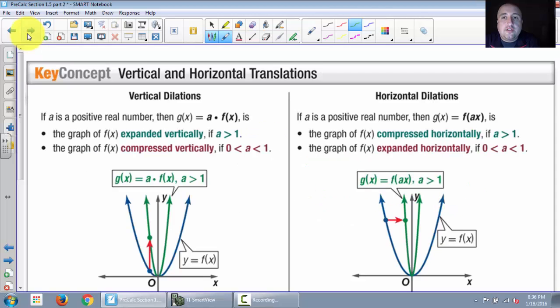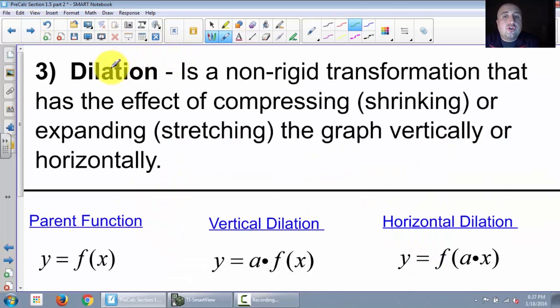Let's see here. All right, last one. We have the vertical and horizontal translations. So this chart is just the book chart. We're going to see what this looks like now. So a vertical or horizontal dilation.